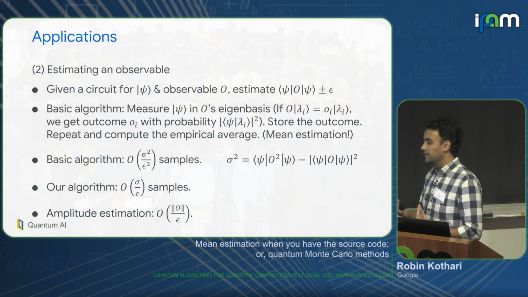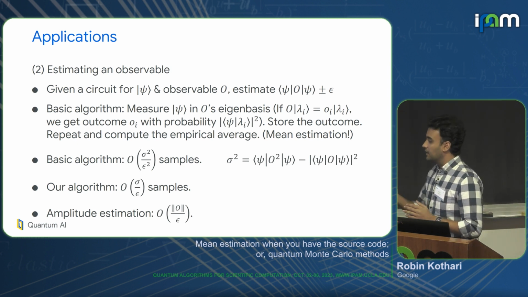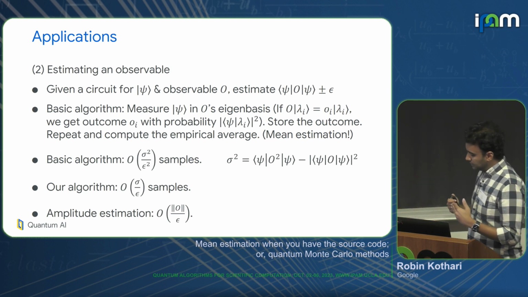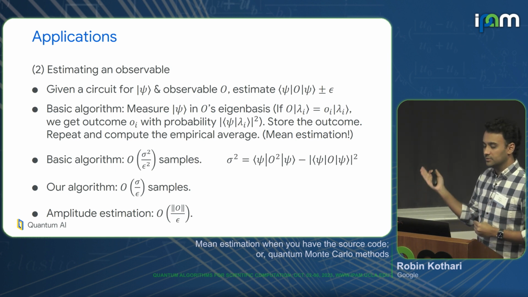So if you have a random variable that, for example, you know is bounded, and you know that the standard deviation is very comparable to the largest value that the random variable can take, then you should not use our algorithm. You should just use amplitude estimation.